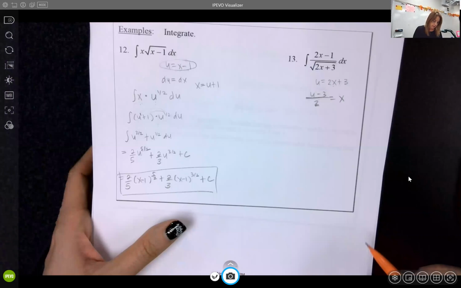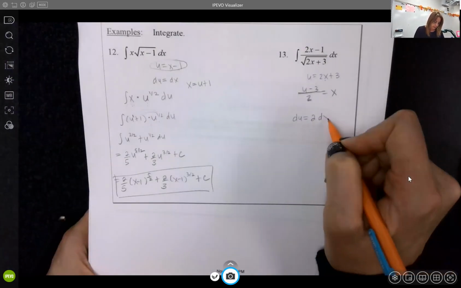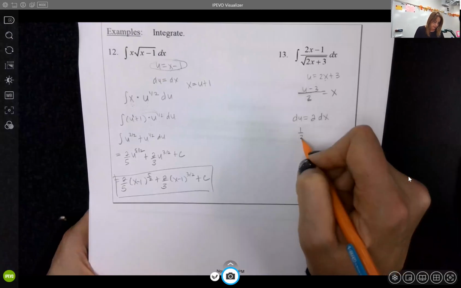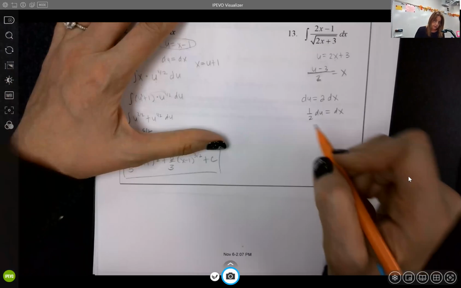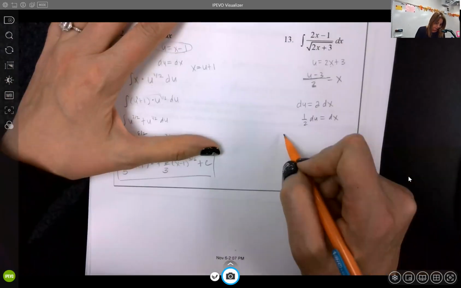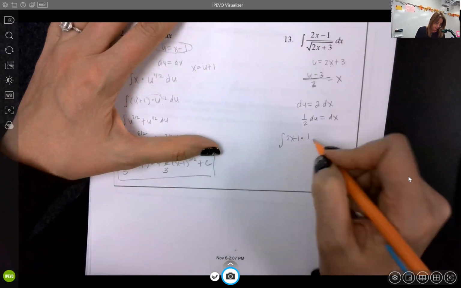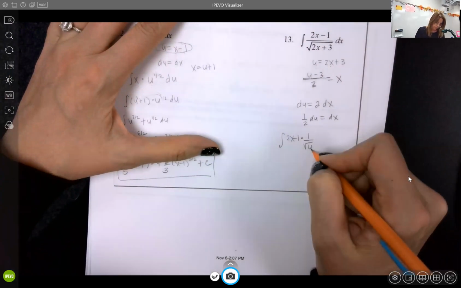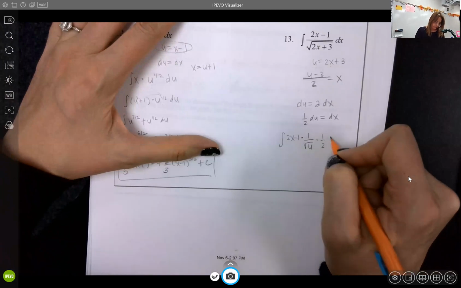Now let's take the derivative. So du is 2 dx. So 1/2 du equals dx. Okay, now we're ready. So now I have the integral of 2x minus 1. I'm going to multiply by 1 over the square root of u. And then I'm going to times by 1/2 du.